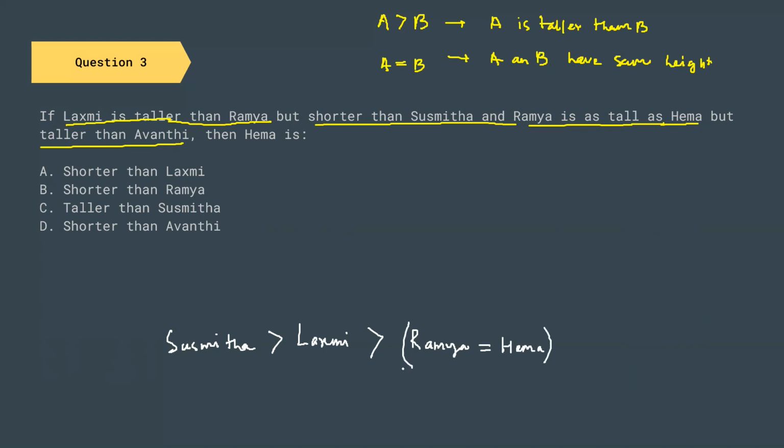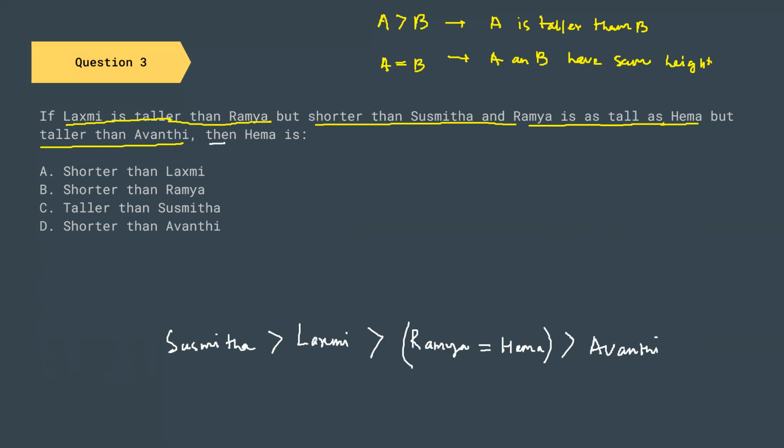So they are of similar height, but taller than Avanti. That means Ramya is taller than Avanti, and by extension, Hema will also be taller than Avanti. So let us just write Avanti here. This is our particular arrangement. Once we are comfortable with the arrangement, let us start looking into the question.